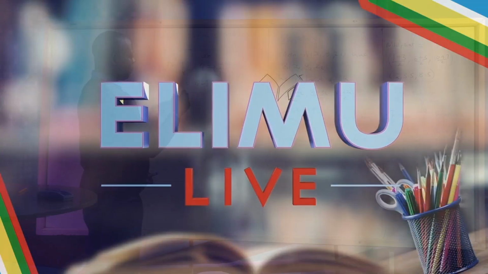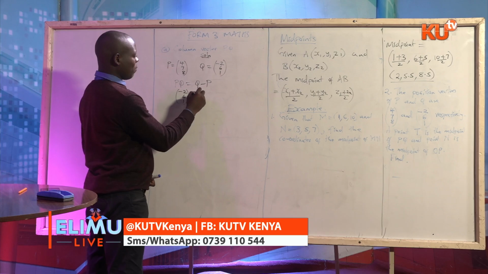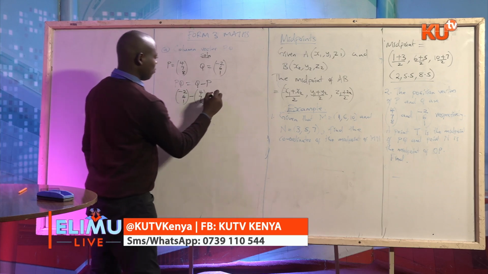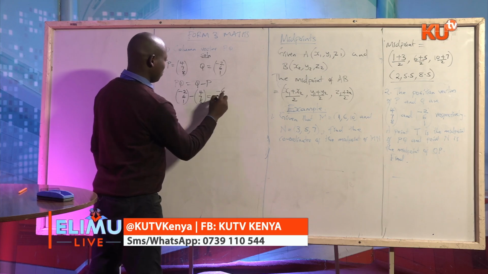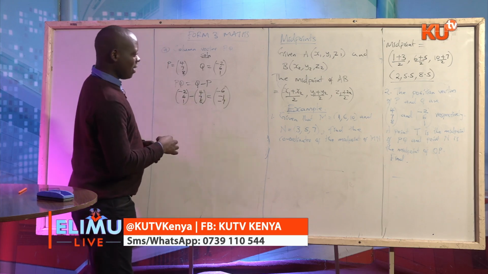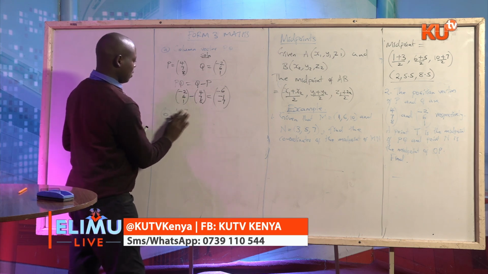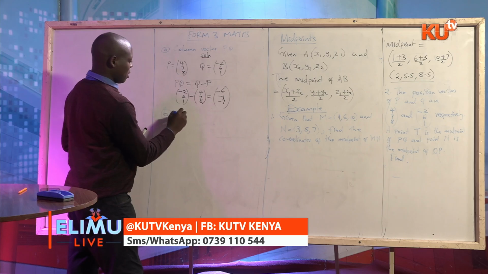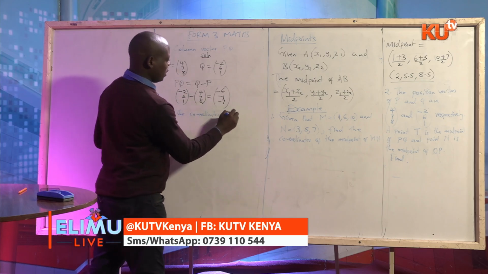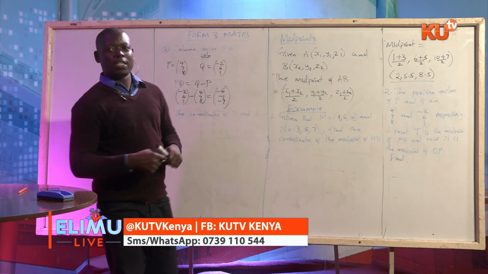Q minus P, so negative 2, 6, 1 minus 4, 7, 8. So this will be negative 6 and this will be negative 1 and negative 7. And finally, for our question today, part B, we find the coordinates of T and N. Coordinates of T and N, students.